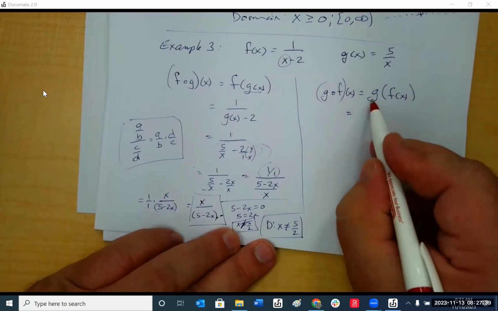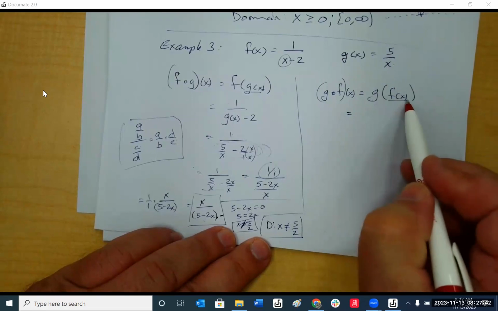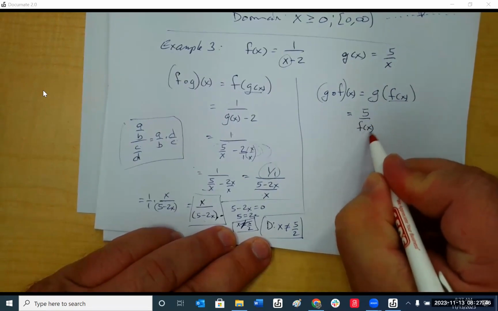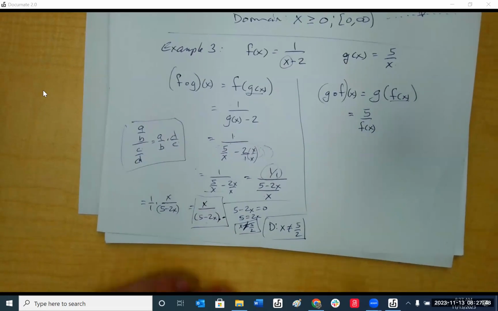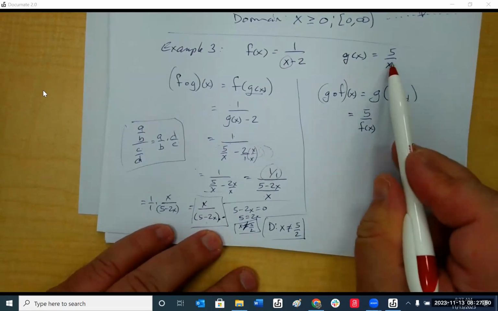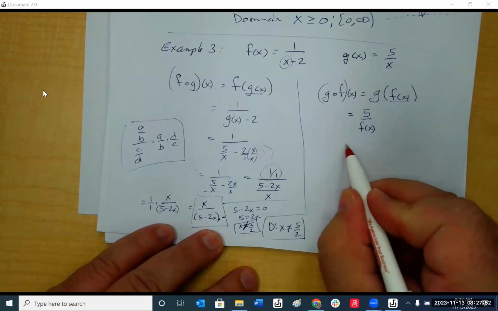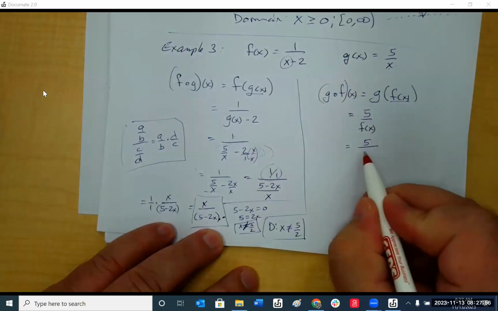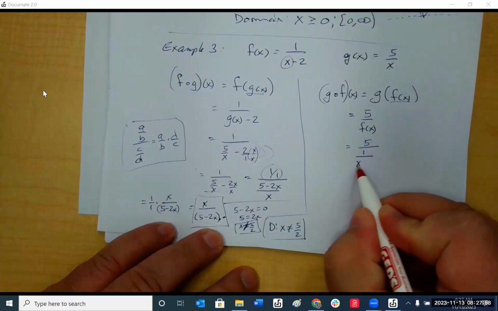Well, this one says, inside the g function, anywhere I see an x, put an f of x. So inside my g, anywhere I see an x, I put an f of x. F of x is 1 over x minus 2.